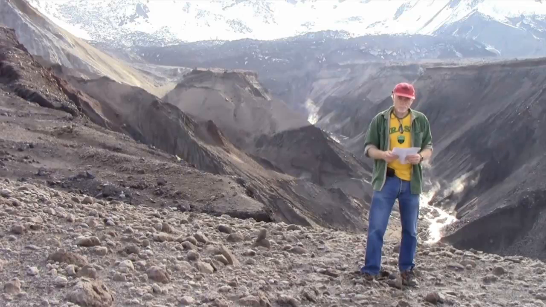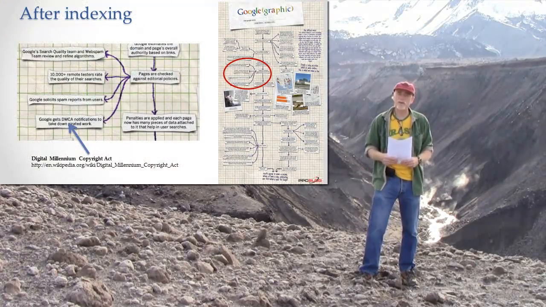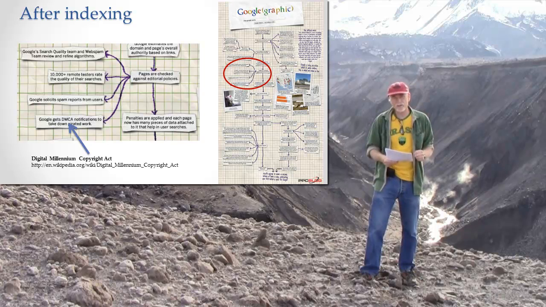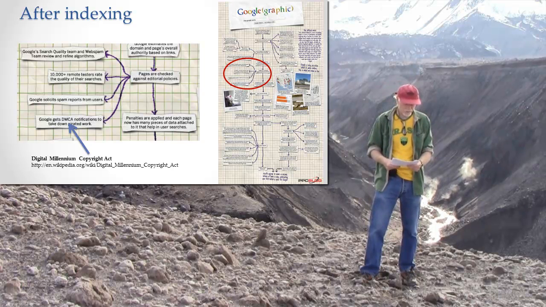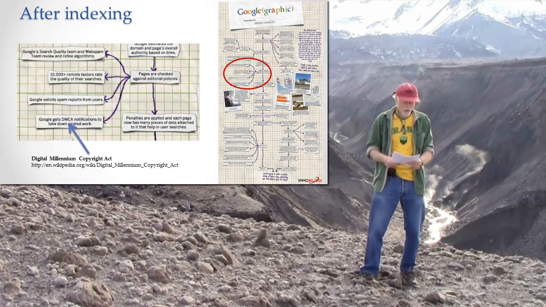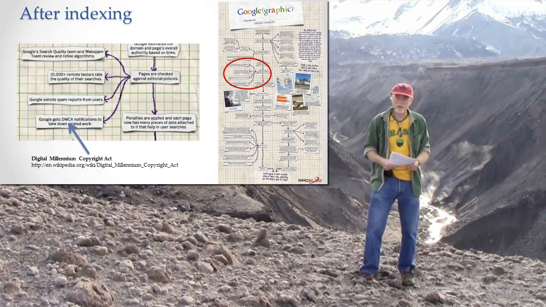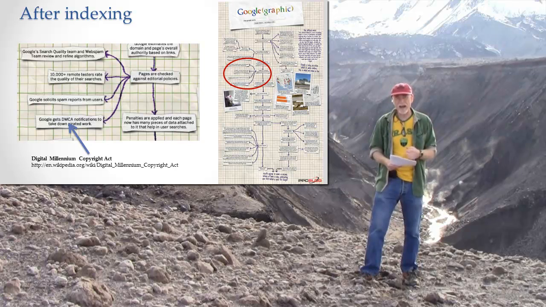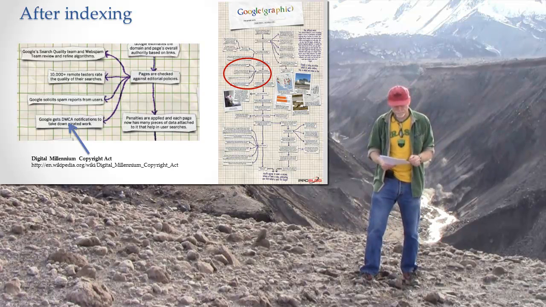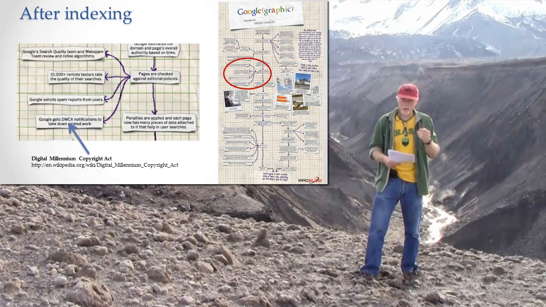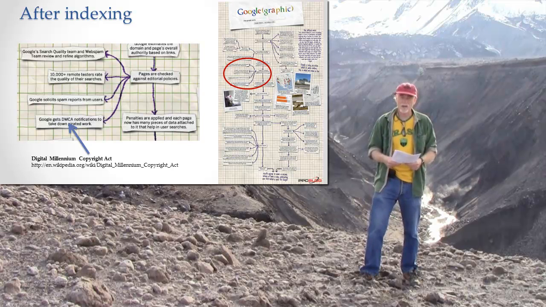Okay, so we're still on this concept of what happens after the index, and now I'm going to zoom in again on this picture, and I'm going to give you an idea of what Google is saying. The search quality team and the web spam team review and refine the algorithms. This means that the team at Google is not actually looking at the pages, they're looking at the program that looks at the pages, and they're trying to improve that program more and more as time goes on. There are 10,000 plus testers, according to this, that are rating the quality of the results and the quality of the searches.